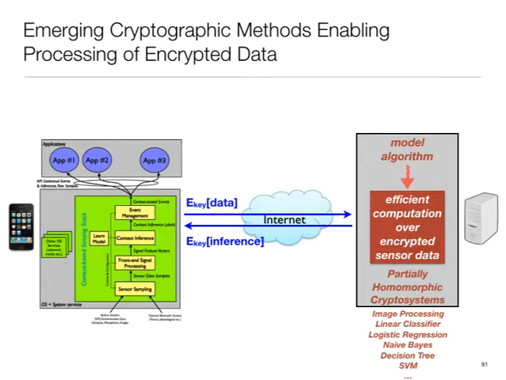So we can do partially homomorphic stuff very efficiently now. A lot of image processing, linear classifiers, naive Bayes, decision trees, SVM, a lot of the machine learning things, and even neural networks. While the neurons have this nonlinearity, you can have types of nonlinearity which fit into this framework, so you can even do those. There are pretty efficient libraries at this stage if you want to do partially homomorphic computation.